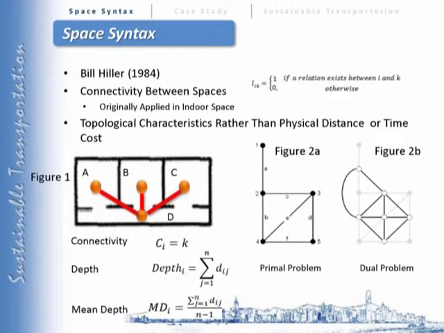First of all, I would like to briefly talk about the space syntax theory. The theory of space syntax suggests that topological distance rather than physical metric distance should be considered in the level of accessibility of space. The theory concerns the relations between different spaces and how these spaces are connected in the network.